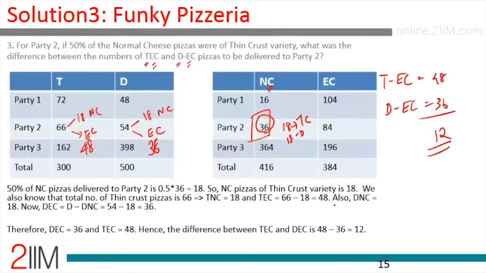Find the path we are following here. 50% of 36 is thin crust. Remaining is deep dish. So 18 thin crust and 18 deep dish. So we go back to thin crust, and then within that we classify it as normal cheese and extra cheese. We go to deep dish and then break it as normal cheese and extra cheese. So we find normal cheese thin crust, extra cheese thin crust and extra cheese deep dish, and then find this difference. Lot of computation, but nothing dramatic.